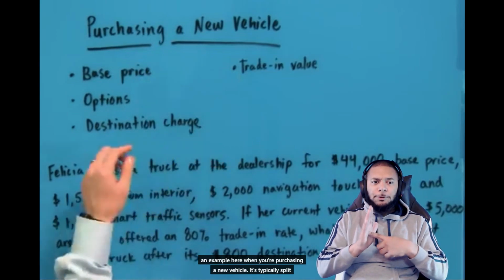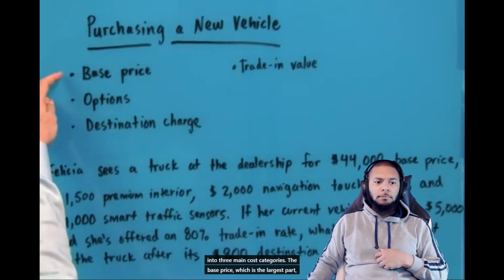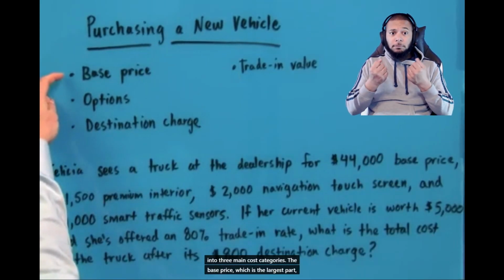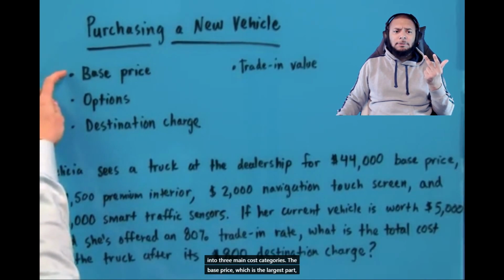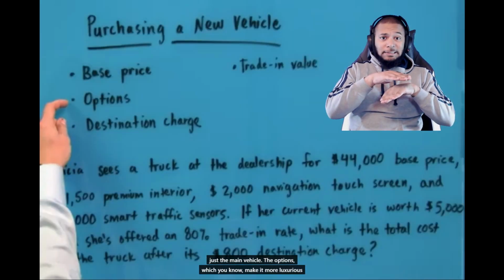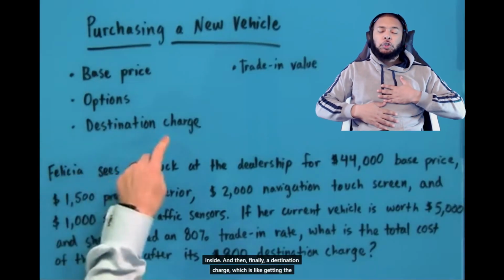When you're purchasing a new vehicle, it's typically split into three main cost categories. The base price, which is the largest part, just the main vehicle. The options, which make it more luxurious inside. And then finally a destination charge, which is like getting the 18-wheeler to get all those brand new cars from the factory and deliver them to the dealership.